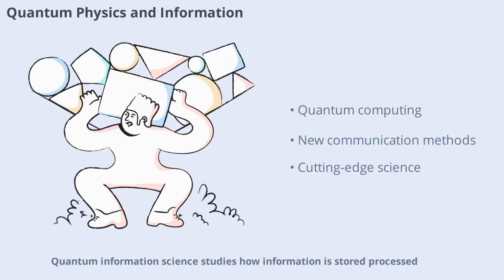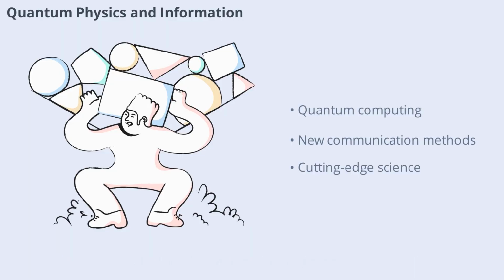Quantum information science studies how information is stored, processed, and transmitted using quantum systems. This field is leading to new ways of computing, communicating, and solving problems that are impossible for classical systems. Quantum information is at the cutting edge of science and technology.